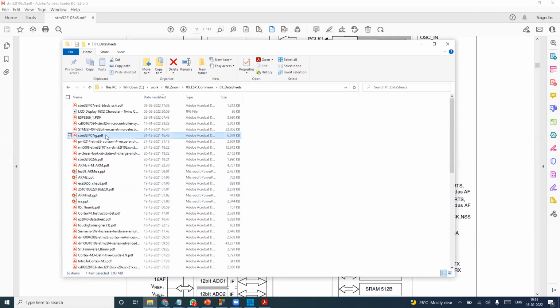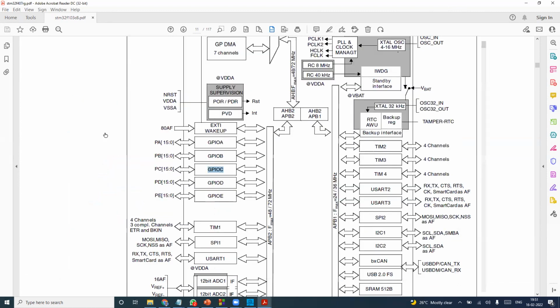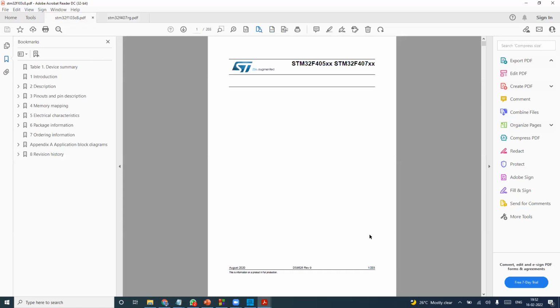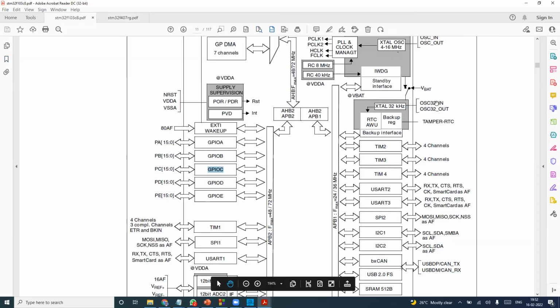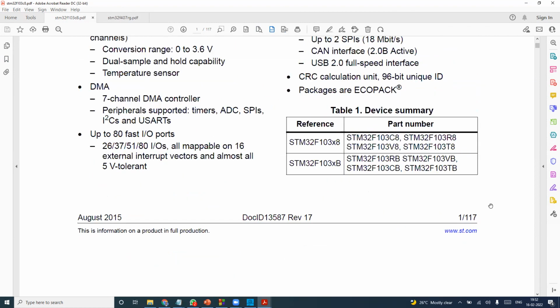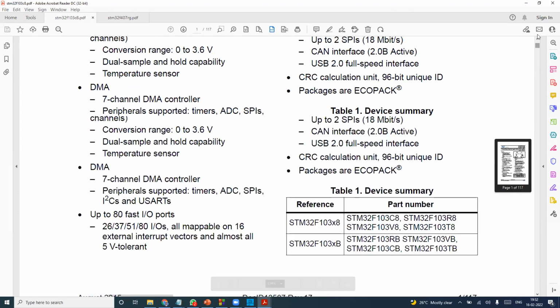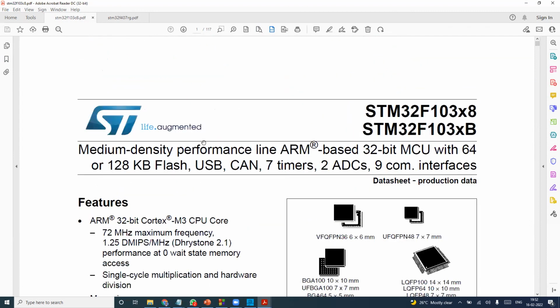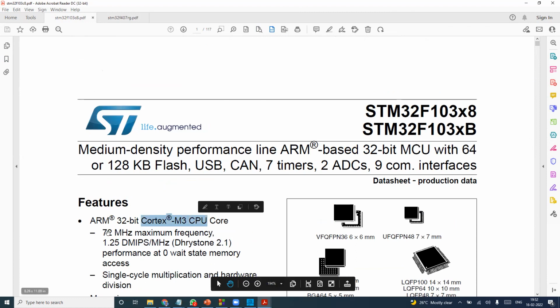See this, this is another chip. You can see the year of manufacturing, which is also good. The top page will tell you when this chip was manufactured. See, August 2015. And this information says the product is in full production right now, it's available. This chip, 103, is Cortex M3 based. It's an ARM core running at 72 megahertz.